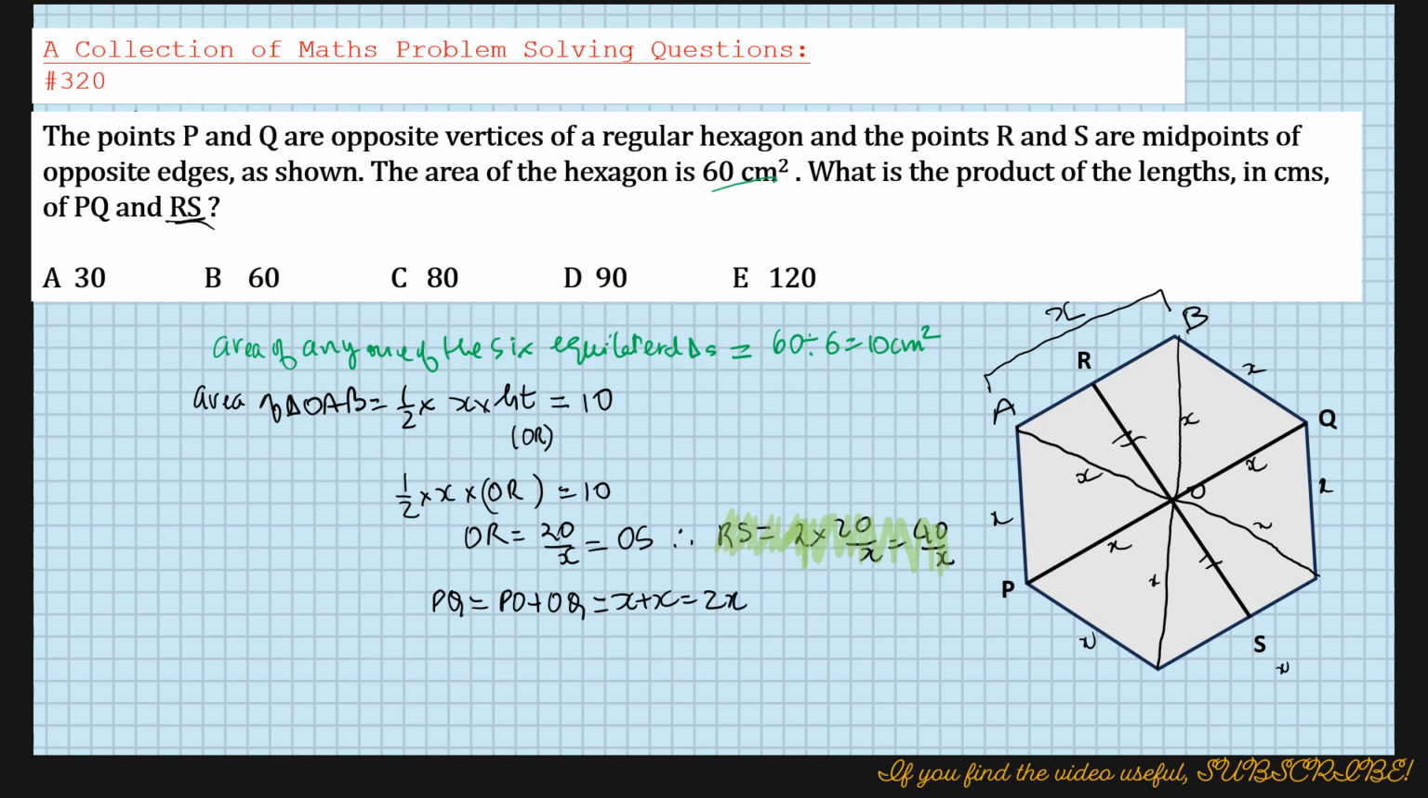So then we have to find the product PQ times RS. So PQ times RS would be twice x multiplied by 40 over x, and you see the x's cancel out and we are left with 80 centimeters. So the answer is C, 80 centimeters. That's the answer.